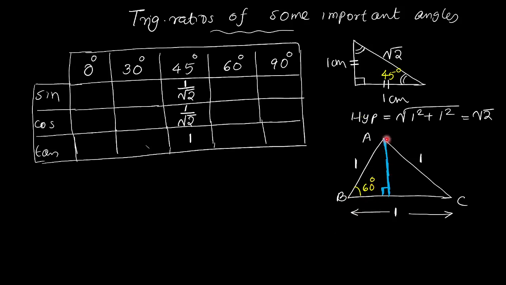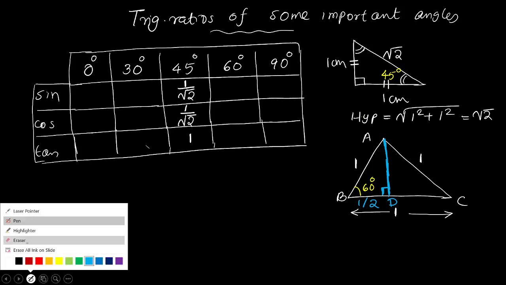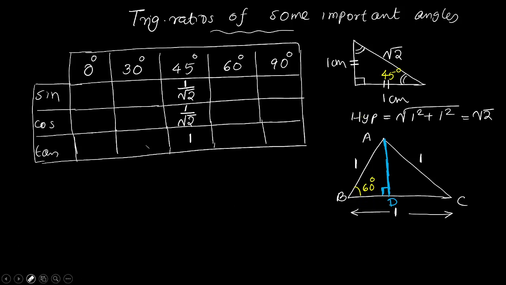You know that if you draw a perpendicular, let this point be D. BD will be 1 by 2 and DC also 1 by 2. Just for a concept, 1 by 2, 1 by 2. If you draw a perpendicular in the case of an equilateral triangle, it divides the triangle into two equal parts, two identical right angle triangles.